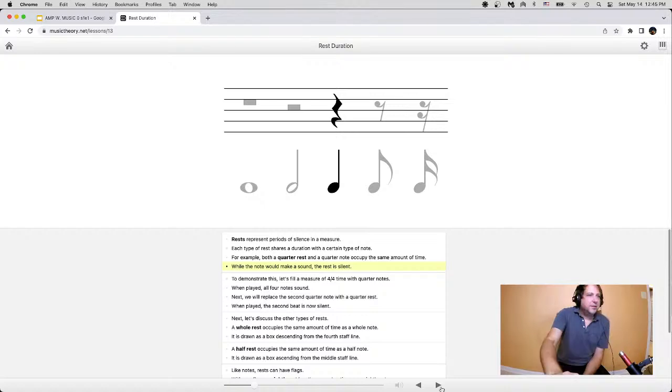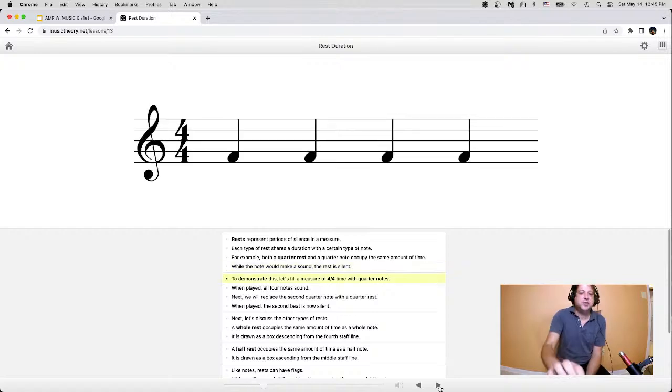Half rest takes up 2. You have flags, you have half of a quarter length. So a half of a quarter is an eighth, and a quarter of a quarter is a 16th. And add more rests if you want to, go nuts with your rests.